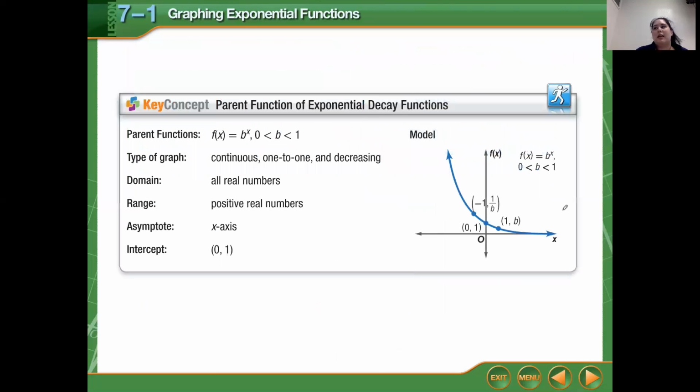All right, next we're going to take a look at exponential decay. It's almost exactly the same. The only difference is that it's going down and to the right instead of up. This happens when your b value is still a positive number, but it is between 0 and 1. So it's continuous, 1 to 1, and decreasing. It has a domain of all real numbers. My range is all positive y values, and my asymptote's at the x-axis, so at y equals 0, and my intercept's still (0, 1). So very much the same. The only difference is it's a decreasing graph instead of increasing.